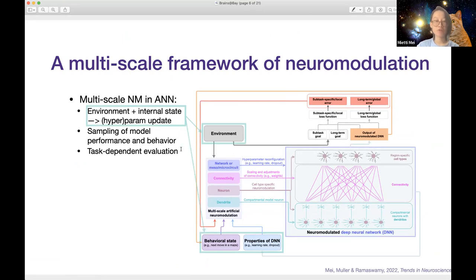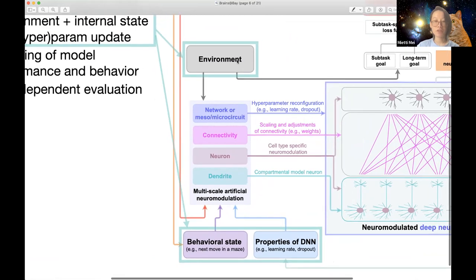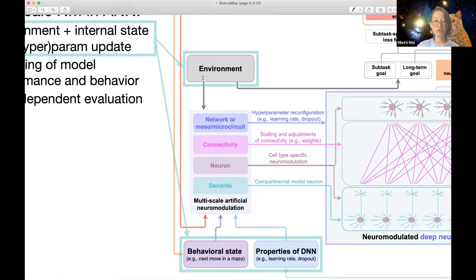So the first thing I wanted to highlight is that for this framework, we want to consider the internal and external state of the environment and also the agent. And we use these to control the hyperparameter update and everything else in between. So for example, in living organisms, we always observe the environment at a certain sampling rate. And in the meantime, for the biological brain, we also have an internal copy of our current state, a cognitive state, behavioral state, and also internal properties of the brain that we are not aware of. So this is sometimes called the corollary discharge.